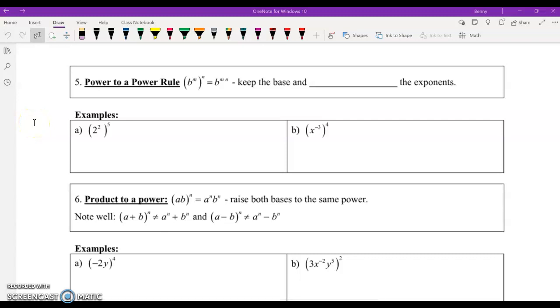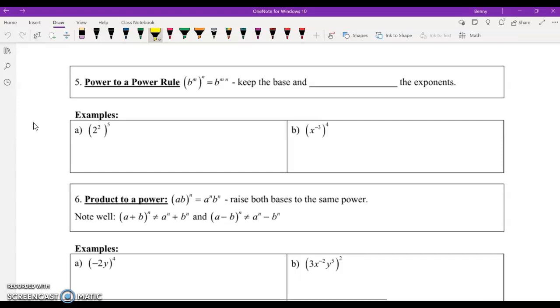In this video I'm going to continue the instruction on the rules of exponents. So this is the back page of the notes that I handed out in class. We're going to start here with number 5, power to a power rule.